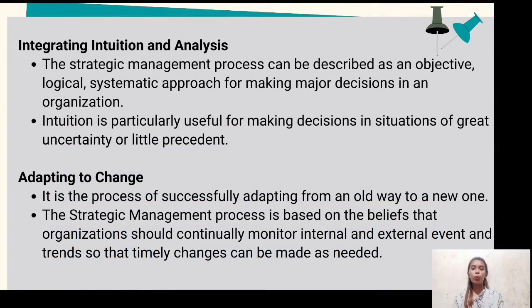In terms of integrating intuition and analysis, the strategic management process is a method for making important decisions in an organization that is objective, logical, and systematic. In situations where there is a lot of uncertainty or no precedent, intuition helps a lot. In terms of adapting to change, the strategic management process is focused on the idea that organizations should regularly evaluate internal and external events and trends in order to make timely changes as needed. It is the process of successfully transitioning from one way of doing things to another.